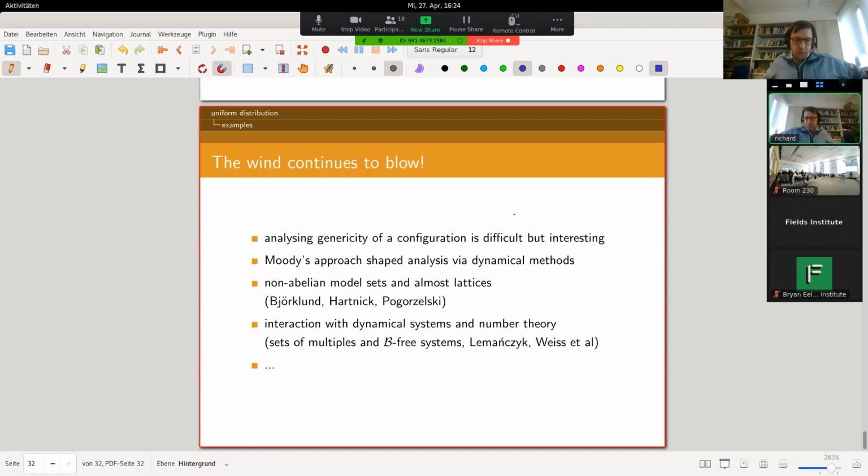Okay, so of course, this is some sort of list. The wind continues to blow. This is far from being complete, and any participant might make his or her own addition to this list.